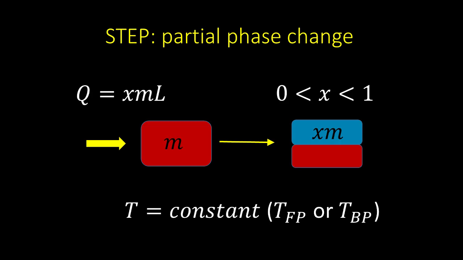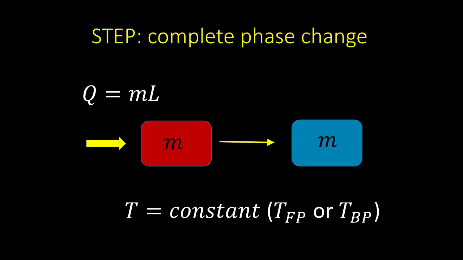A partial phase change step takes place at a constant temperature, either the freezing point or boiling point of the substance, and a fraction x of the mass changes phase, so the heat added is Q equals x ml. A complete phase change step also takes place at a constant temperature, and all the mass changes phase, so Q equals ml. Let's take a look at various possible sets of steps.